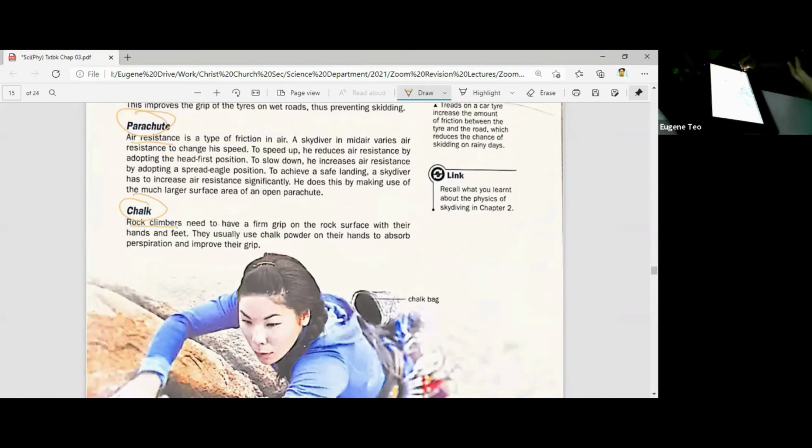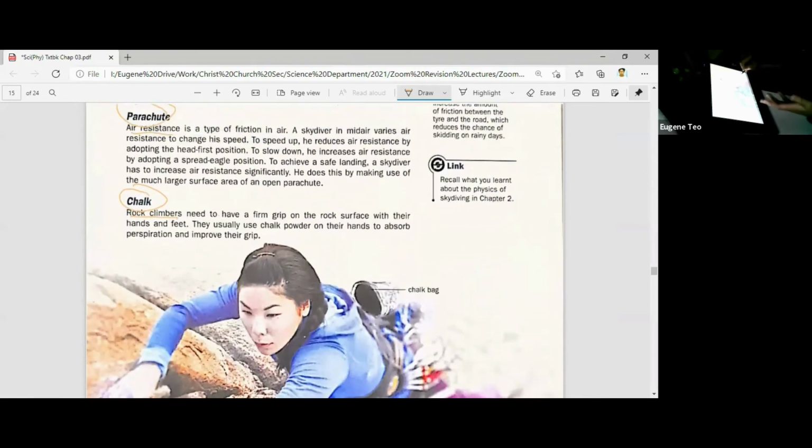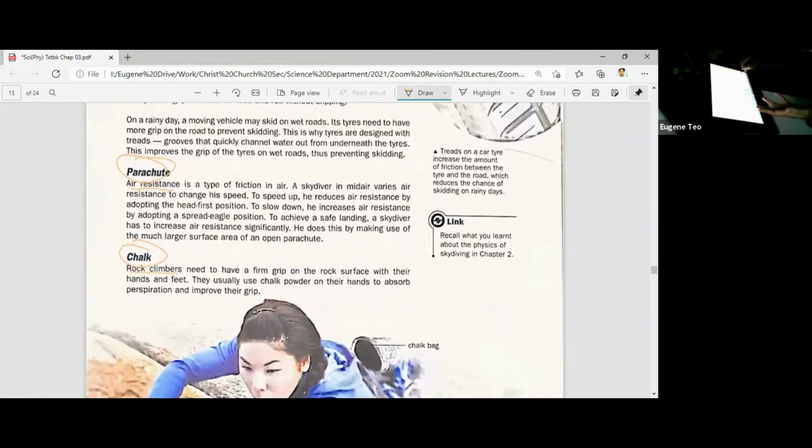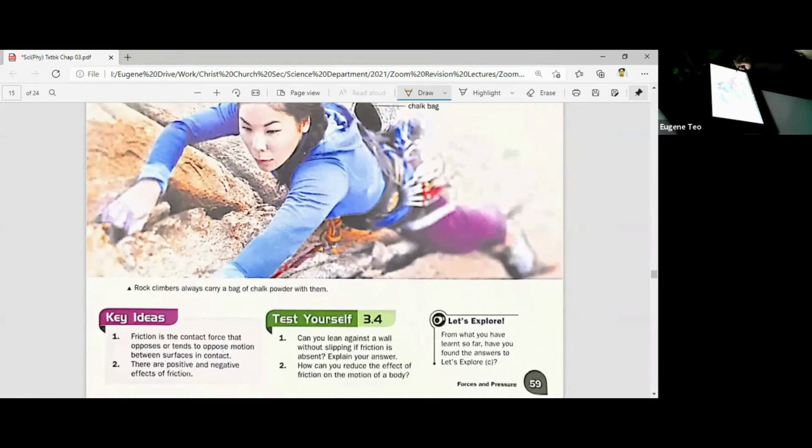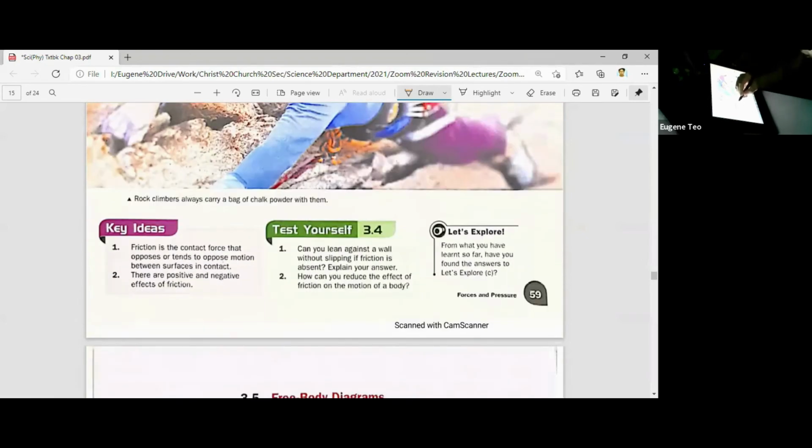So all this is really more of the appreciation part of it. But so far I haven't really seen all this coming out for the exams. They don't really test you on this. They don't test you like, what you can use to improve, what you can use to reduce. Even if they ask, most of you have the common sense to know what to write. So I doubt these are things that you want to waste time to memorize. So just read through, have a sense of appreciation on how you can increase the positive effect or decrease the negative effect. So key idea, friction, contact force, opposes or tend to oppose motion. There are both positive and negative effect, so get to understand them a bit more.